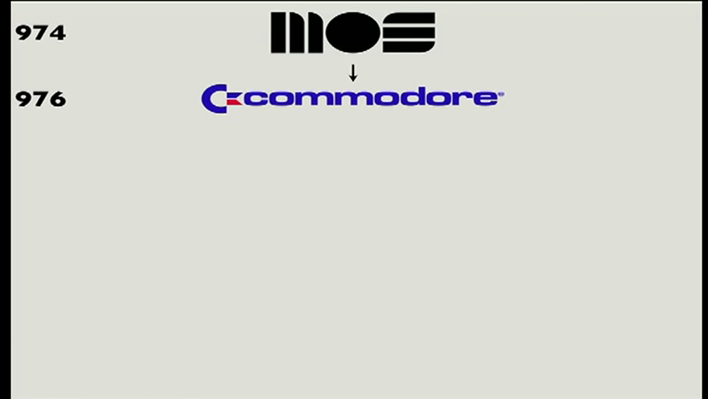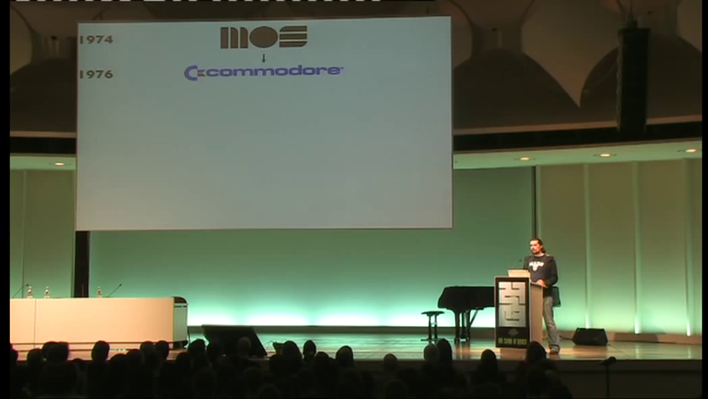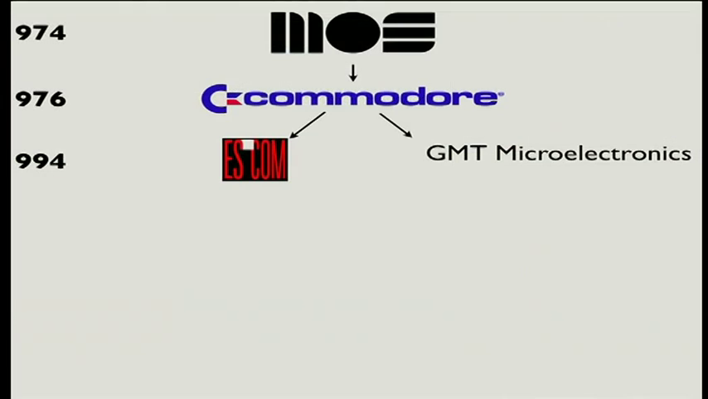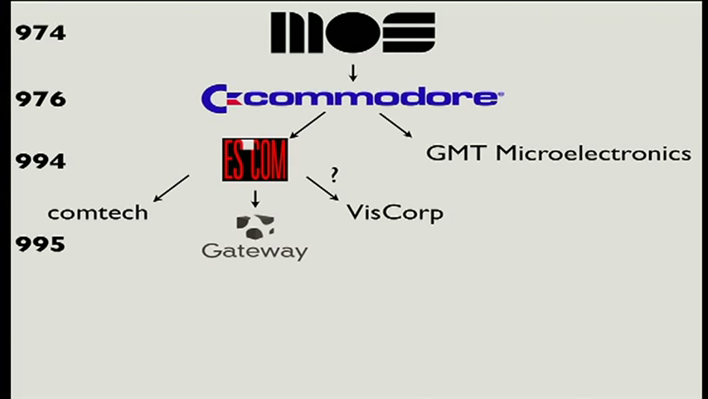What's interesting, Commodore never changed the markings on the chip until 1990 or so, until they finally switched to Commodore Semiconductor Group, CSG. So most MOS chips you will find will actually say MOS still. But Commodore themselves got bankrupt in 1994. Then ASCOM bought them. GMT Microelectronics got some of the fabs. ASCOM was a German retailer, which also got bankrupt in 95. Viscorp was supposed to buy some stuff. Gateway bought all the Amiga IP and all the Commodore IP.